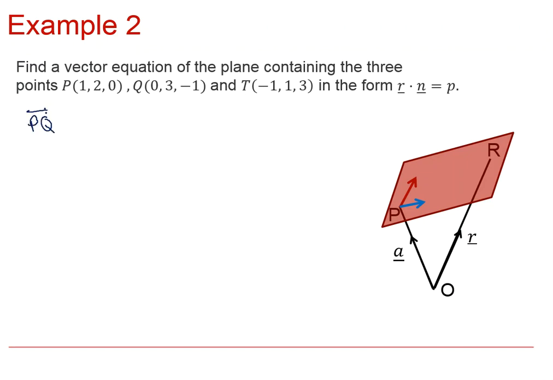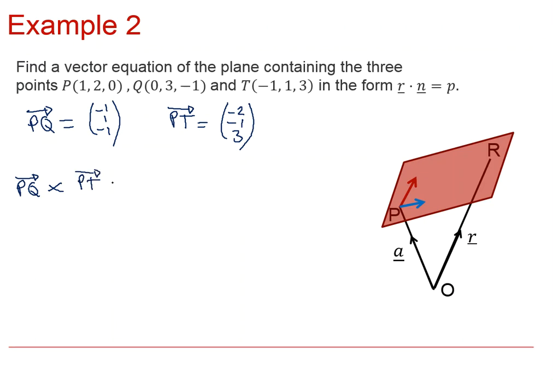So PQ is -1, 1, -1, and PT is -2, -1, 3. Now what we need to do is their cross product in order to find a vector that is perpendicular to them both. In order to find the cross product, you can either use your calculator or you can use the formula. Oh, -2, apologies.